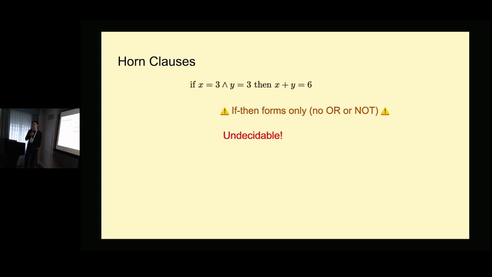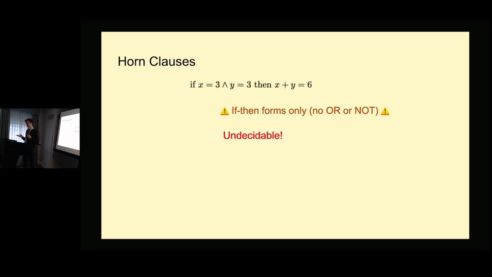Okay, so a second paper looks at a very different fragment of first order logic that is also decidable. So let's start with horn clauses. So horn clauses show up a lot in SMT verification, and they're basically just if-then statements. So here's an example horn clause. I say if x equals 3 and y equals 3, then x plus y should equal 6. And I'm only allowed to use this if-then construction. So I can't use or, not.